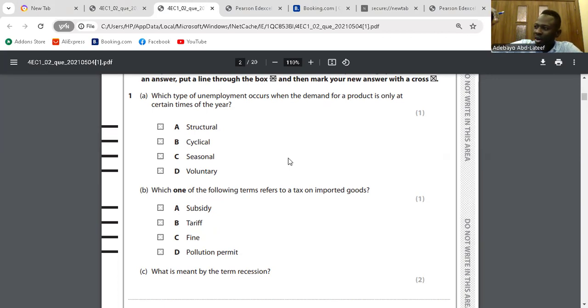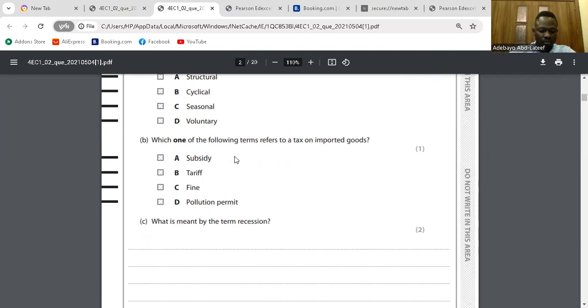Seasonal is when you are being employed at a certain period within a year, which is what we are talking about here. And voluntary unemployment occurs when an individual willingly doesn't want to work. I think it's clear. So the answer is A. No, the answer is C, seasonal. Thank you. So go to question 2.